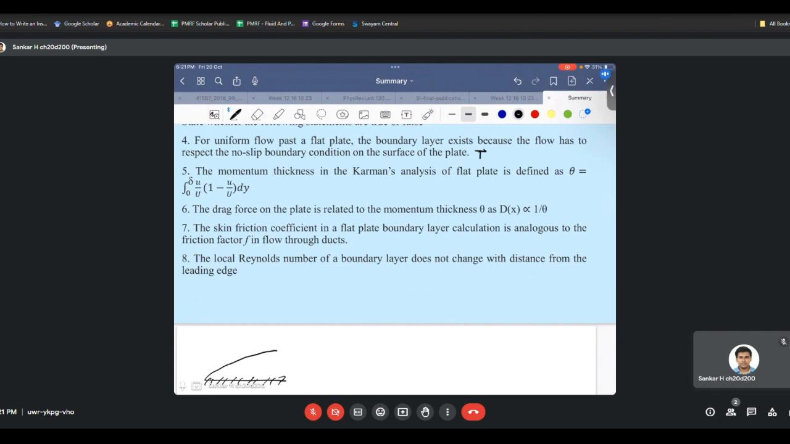Next, question number five. The momentum thickness in the Karman's analysis of flat plate is defined as theta equal to integral 0 to delta of u by U into 1 minus u by U dy, where capital U is defined as the free stream velocity or the bulk velocity, and small u is the velocity profile at which we are concerned.